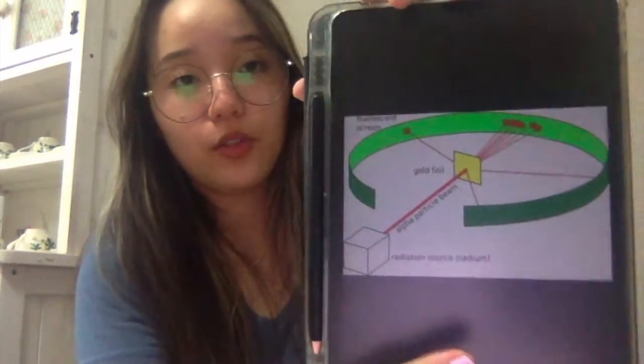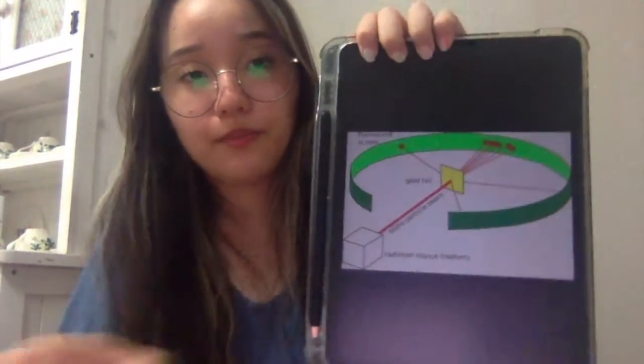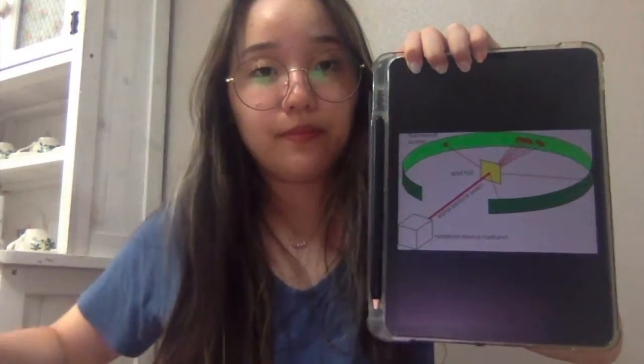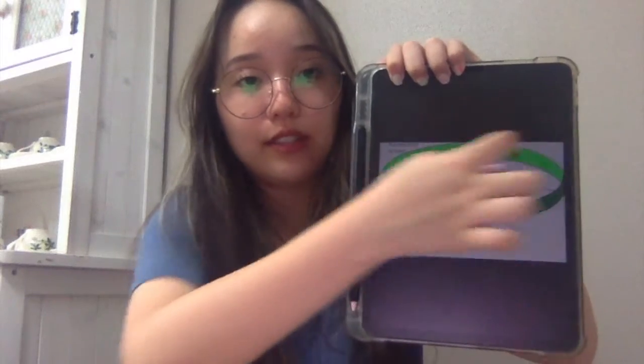So let me show you guys a real model of how this whole experiment took place. So this is how it looks. This is the lead box, which is right here, and this is the gold foil, which is right here, and the fluorescent screen.